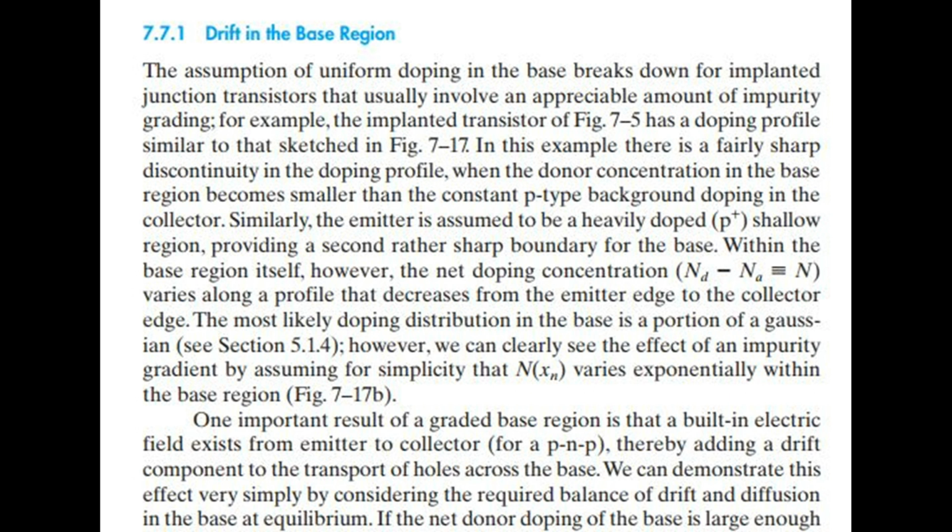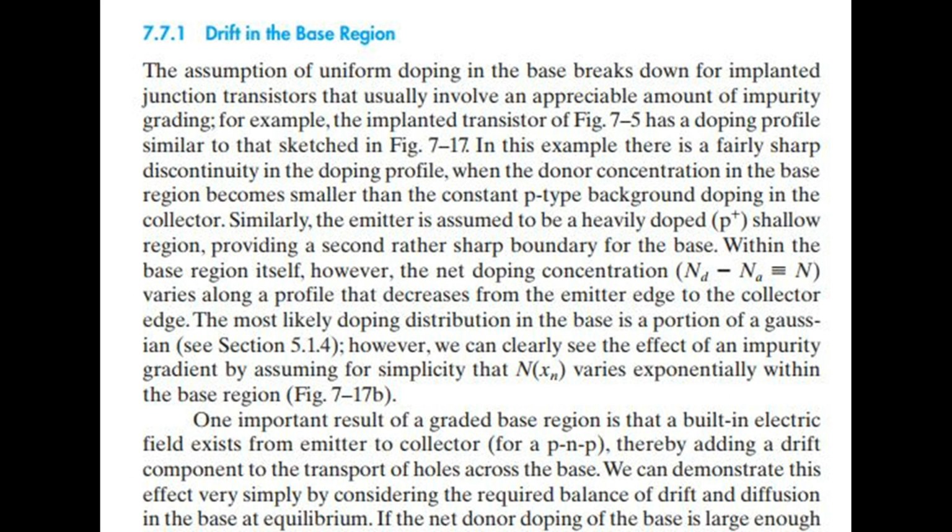The most likely doping distribution in the base is a portion of a Gaussian, see section 5.1.4. However, we can clearly see the effect of an impurity gradient by assuming for simplicity that N_d(x_n) varies exponentially within the base region, Fig 7.17b. One important result of a graded base region is that a built-in electric field exists from emitter to collector, for a PNP, thereby adding a drift component to the transport of holes across the base. We can demonstrate this effect very simply by considering the required balance of drift and diffusion in the base at equilibrium.